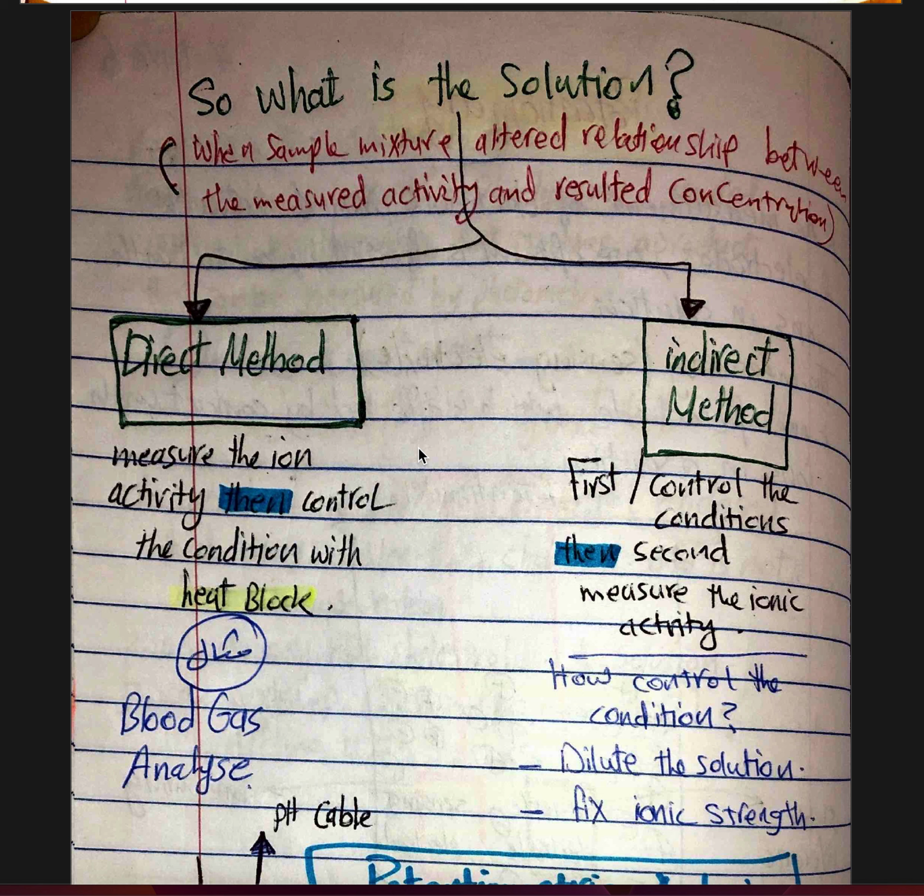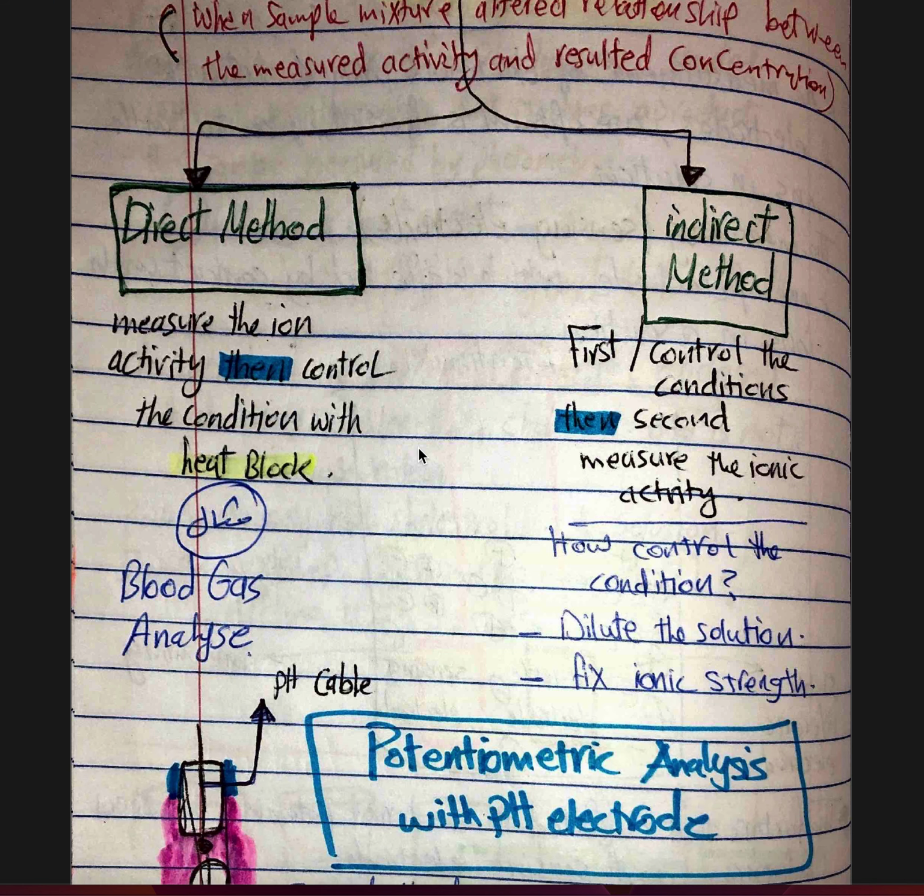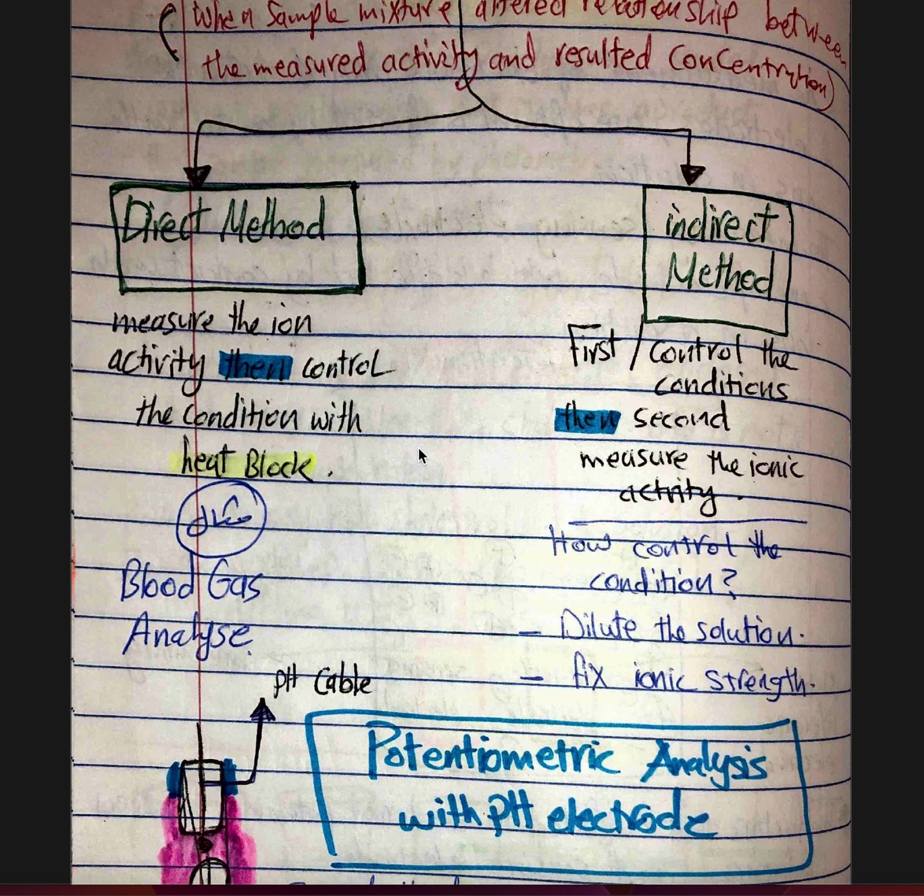So how do we measure all these things? We measure the ionic activity, and then we control the conditions. That is why it is called direct: we measure first. In the indirect method, we control the condition and then measure the ionic activity. In the indirect method, we make a dilution of the solution or fix the ionic strength.